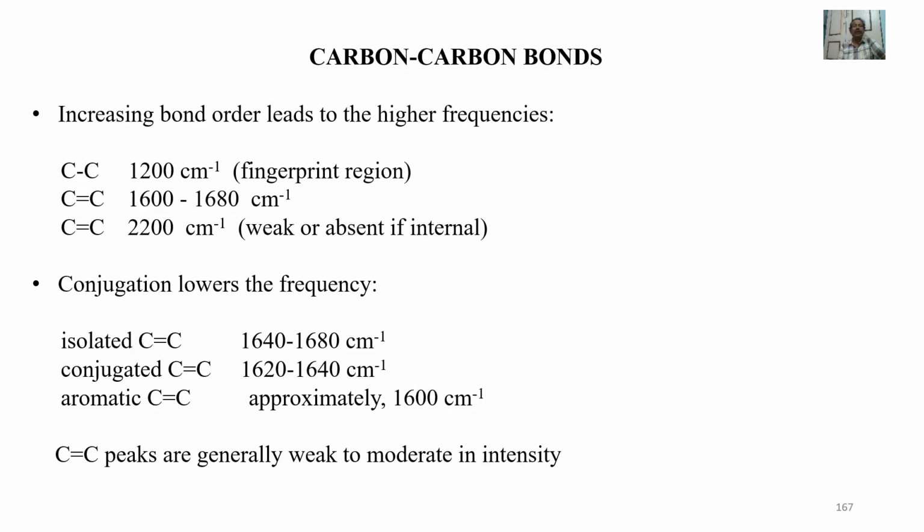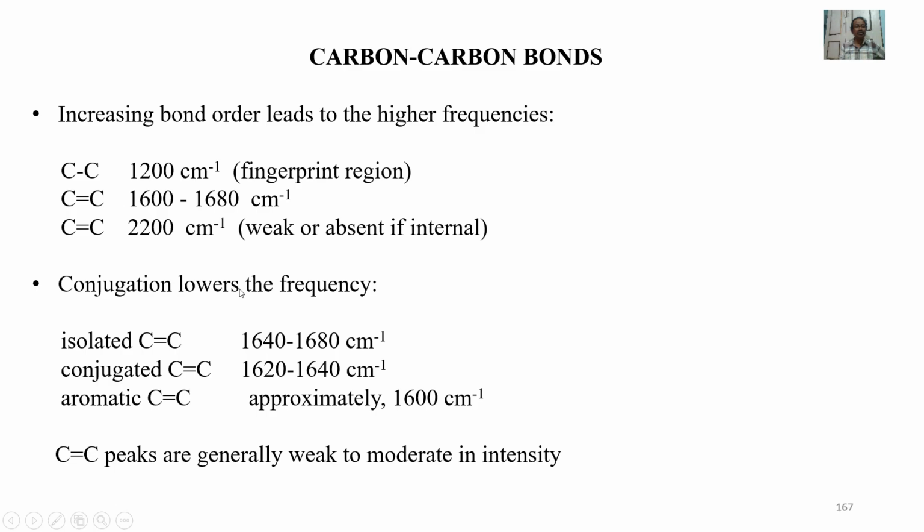Carbon-carbon bonds: increasing bond order leads to higher frequencies. The single bond C-C lies at 1200 per centimeter, which is the fingerprint region, which we don't want. The C=C double bond is observed between 1600 and 1680 per centimeter. The C≡C triple bond is very weak, absent if internal, and lies at a wave number of 2200 per centimeter.